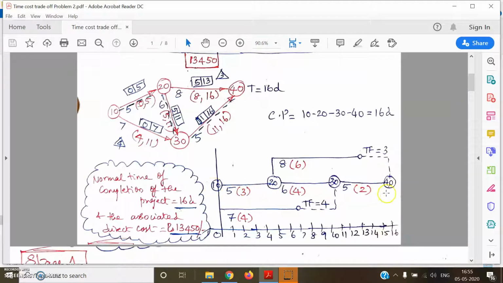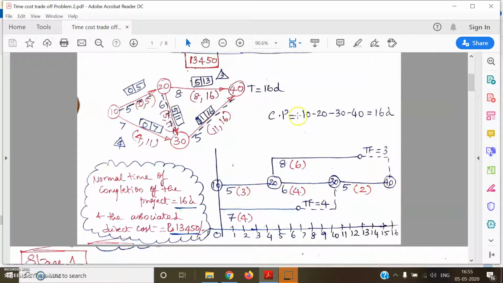Okay. So first let us draw the square network. As usual, the critical path is shown as a horizontal line. With respect to the critical path, we plot the non-critical activities. As you can see from the analysis, 1030 has a total float of 4 days, and 1030 is shown with a total float of 4 days. 2040 is shown with a total float of 3 days.